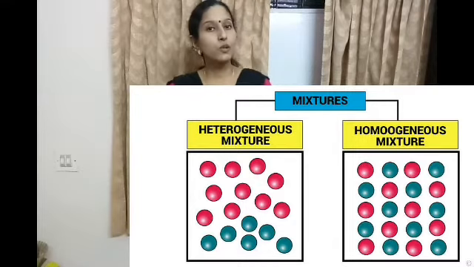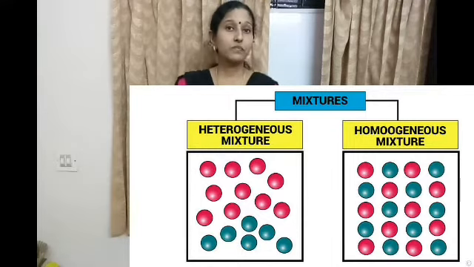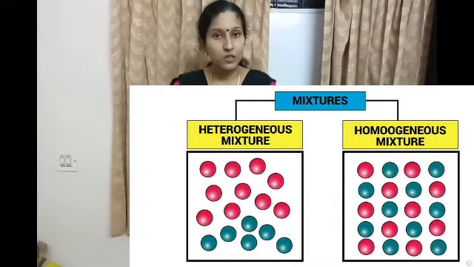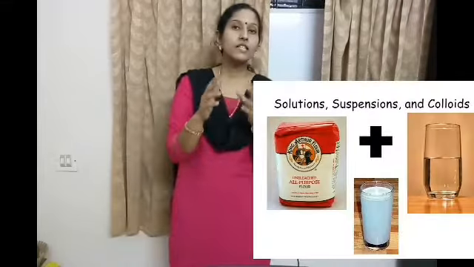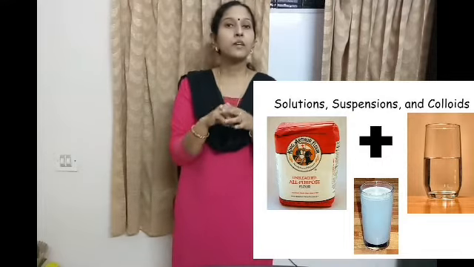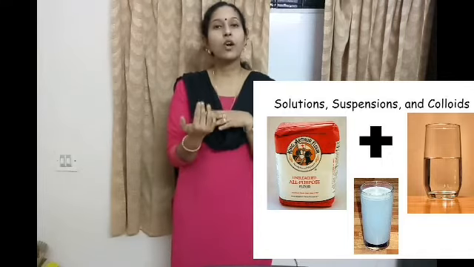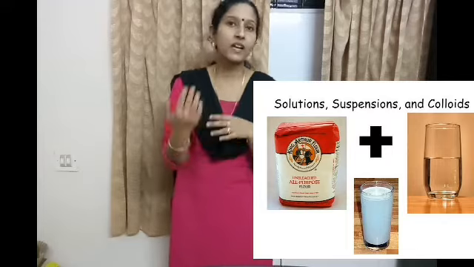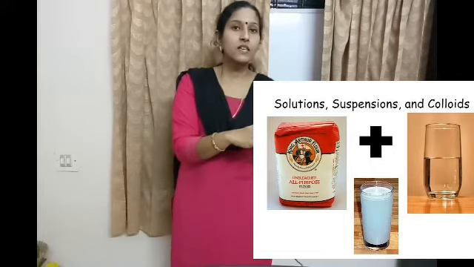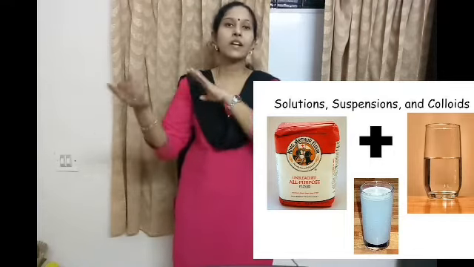For example, in the salt solution, salt is the solute and water is the solvent. And in tincture, iodine is the solute and alcohol is the solvent. Then we discussed the suspension and colloid. Suspension is a heterogeneous mixture, and in suspension the solute particles do not mix, they settle down, and colloidal solutions look like homogeneous but they are heterogeneous. Then we compared their properties. Solution is homogeneous and suspension heterogeneous. Colloid looks homogeneous but is heterogeneous.